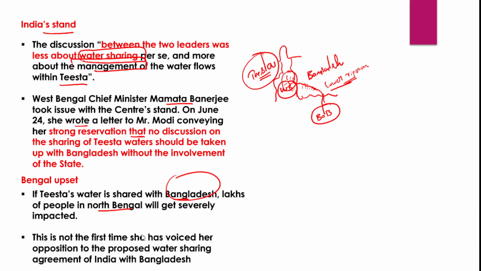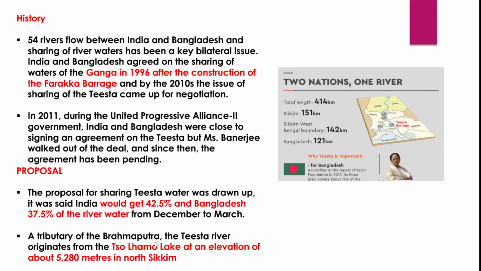And in fact, this is not the first time that West Bengal Chief Minister Mamata Banerjee has voiced her concern and opposition with respect to India's water sharing treaty with Bangladesh. Several times she expressed her opposition to such an agreement. Now when we talk about the history of India and Bangladesh and water sharing between these two countries, around 54 rivers flow between India and Bangladesh. Both these countries share around 52 different rivers, and water sharing is a key bilateral issue between these two countries.